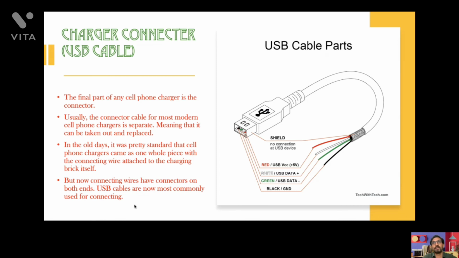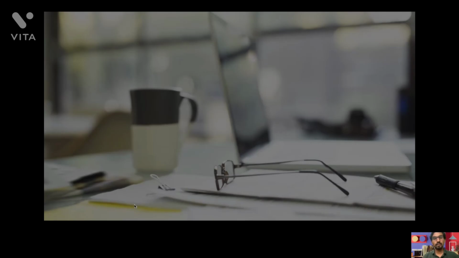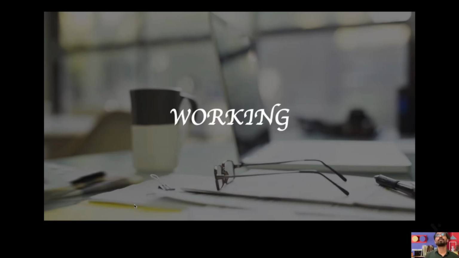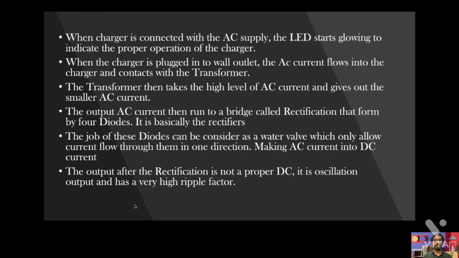The chargers nowadays have detachable USB cables, and we can attach a unique USB cable, as you can see there. So now we have learned about the components of the cell phone chargers. Let's understand its working. When a charger is connected with the AC supply, the LED starts glowing, indicating the proper operation of the charger.